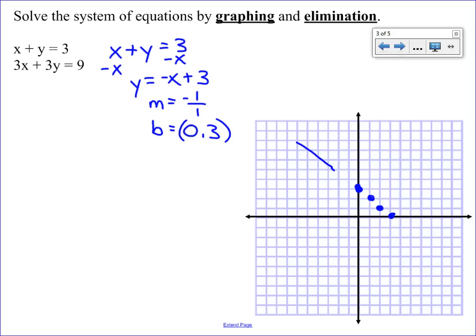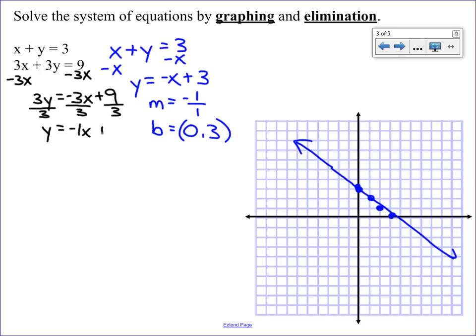Right, we graph our line. And then we move on to our second one. So we're going to do the same thing. We're going to get y by itself. We have to subtract 3x from both sides. So we've got 3y equals negative 3x plus 9. Now we're going to divide everything through by 3. And when we reduce, we get y equals negative 1x plus 3.